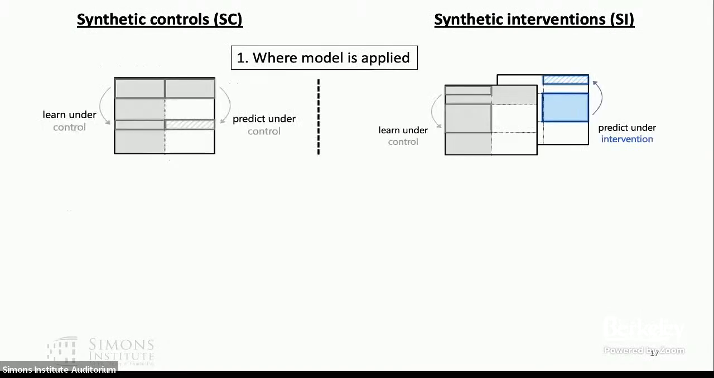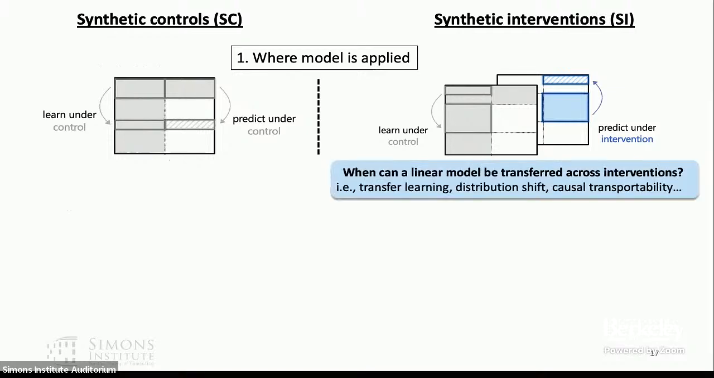Okay, so just so that we're on the same page, what are some of the key differences between synthetic controls as it stands and synthetic interventions? The first one, probably the most interesting one, is where the model is applied. In synthetic controls, you learn a model under control, and you make predictions under control. In synthetic interventions, you learn a model under control, but you make predictions under intervention. This begs the question of when can a linear model be transferred across interventions?